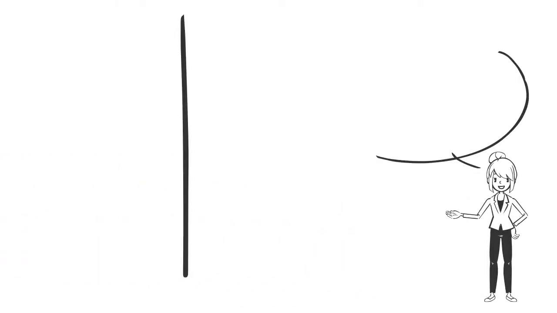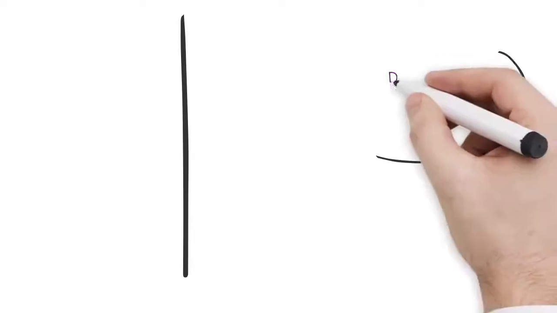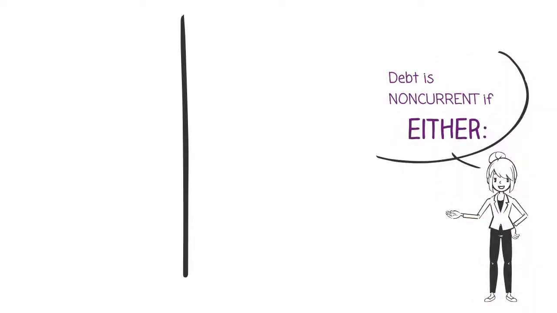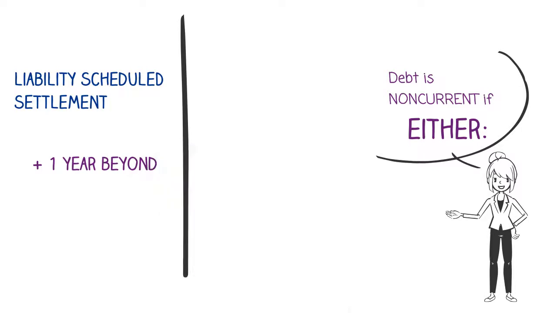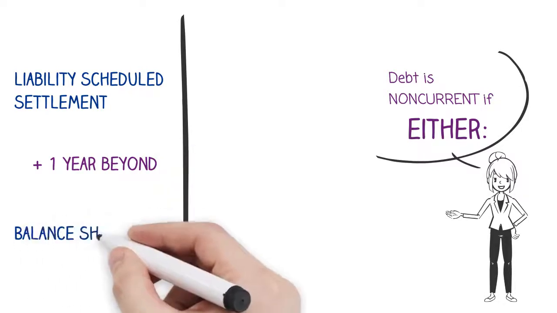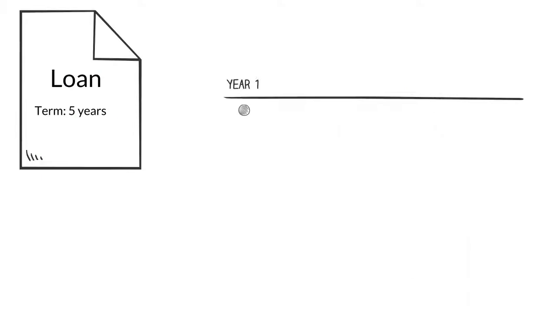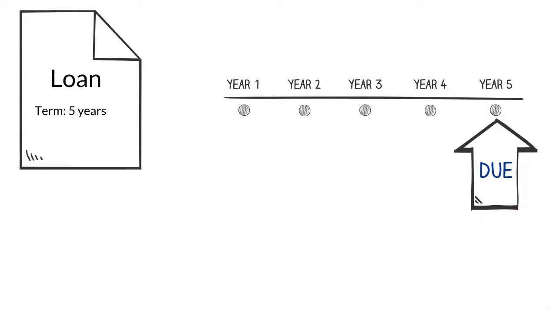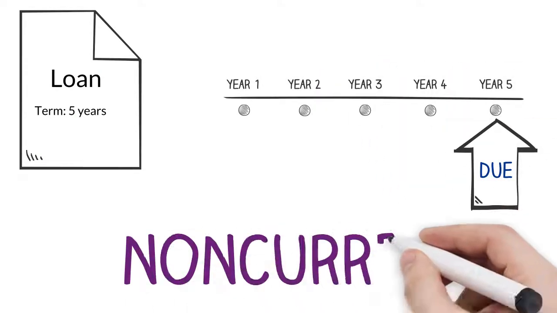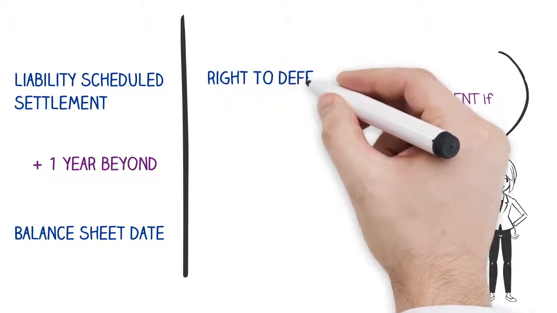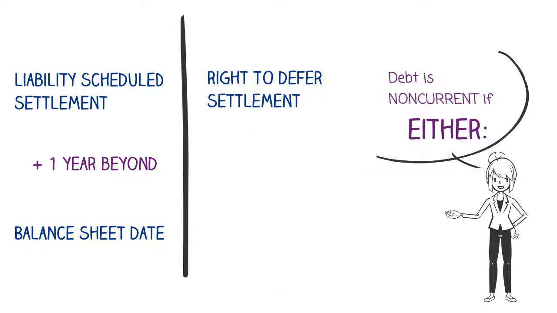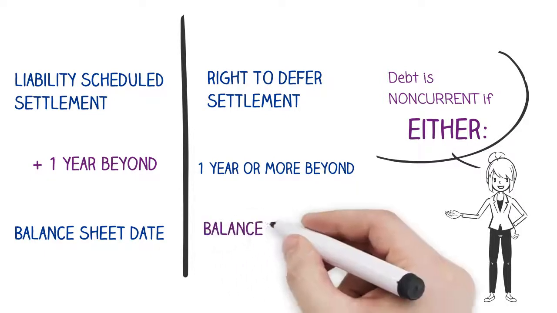Under the proposal, the general principle will require a company to classify its debt as non-current if either of the following two items are met. First, the liability is contractually due to be settled more than 1 year, or operating cycle if longer, after the balance sheet date. For example, a borrower that has a loan that is due in 5 years would classify it as non-current. Second, a company has the contractual right as of the balance sheet date to defer settlement of the liability for at least 1 year, or operating cycle if longer, after the balance sheet date.